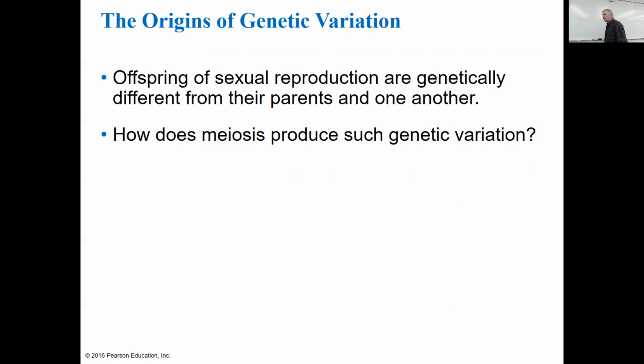Okay, offspring of sexual reproduction are genetically different from their parents and one another. How does meiosis produce such genetic variation?